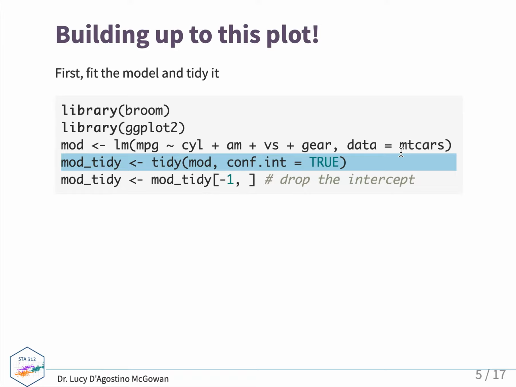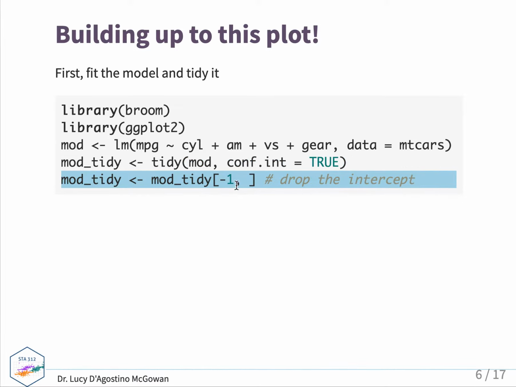And I can use the tidy function from the broom package to get a nice square or rectangle shaped data frame out of that model object. And I'd like for this to include confidence intervals because I need to plot those confidence intervals. And so I'm going to set the parameter conf.int equals TRUE to do that.